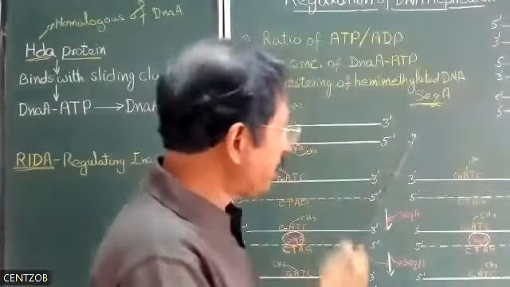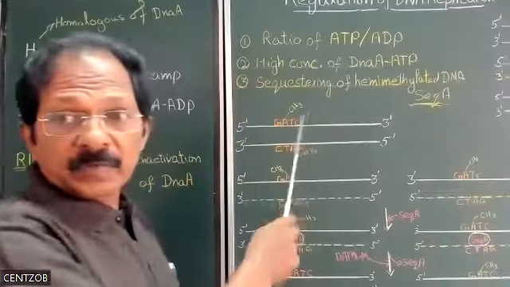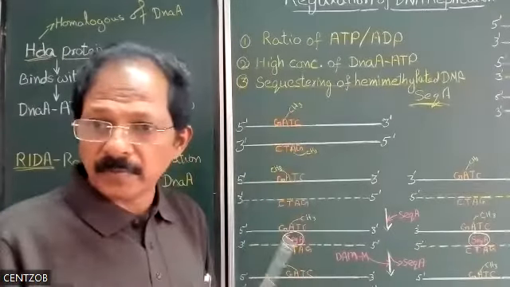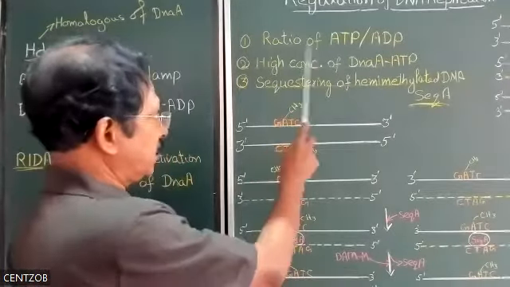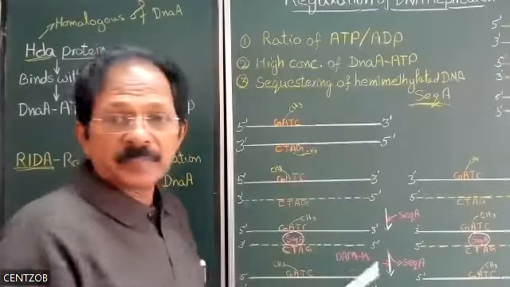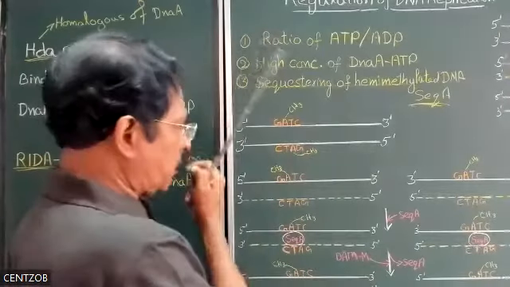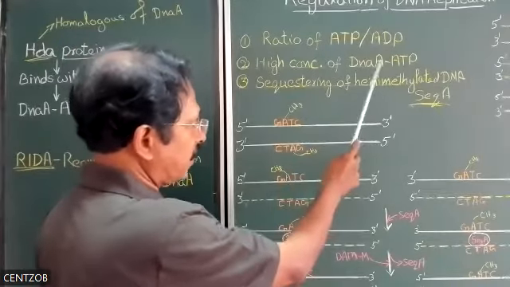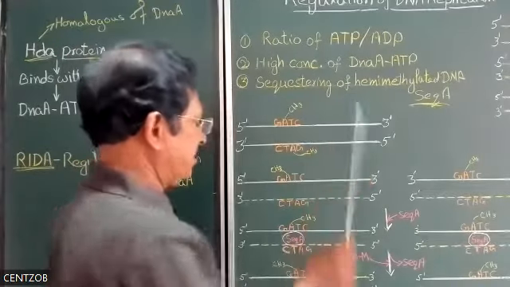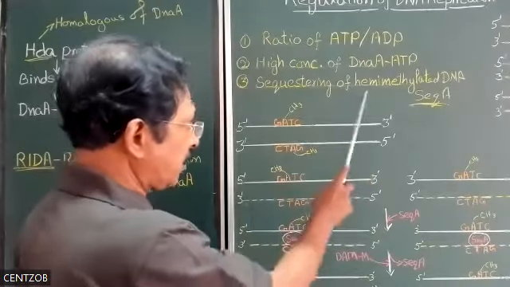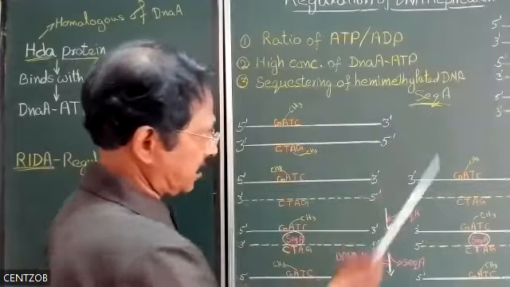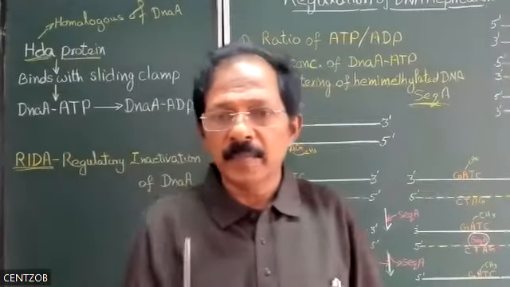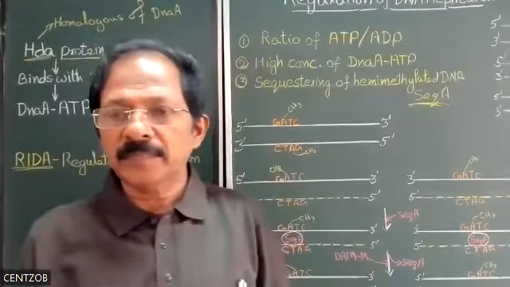The important factors involved in DNA replication regulation are the ratio of ATP to ADP, that is, the DnaA-ATP concentration should be high, then sequestering of hemimethylated DNA by SeqA. These are the very important factors, which are mainly mentioned in Watson.